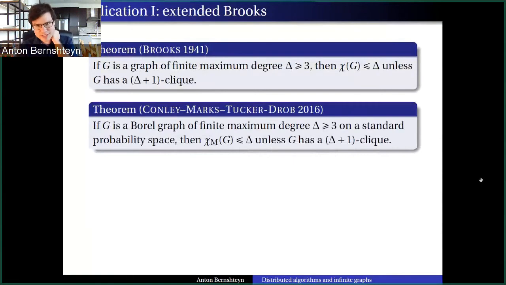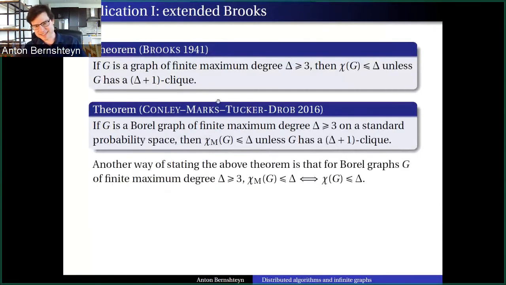So remember, we have Brooks' theorem and measurable Brooks, right? If a graph of max degree delta doesn't have a delta plus 1 clique, then its measurable chromatic number is at most delta. One way to state this is to say that if G is a Borel graph of max degree delta, at least 3, then its measurable chromatic number is at most delta if and only if its ordinary chromatic number is at most delta. Because both things happen exactly when the graph doesn't have a delta plus 1 clique. So these are literally the same. Adding the word measurable doesn't change the question in this situation, as it happened.